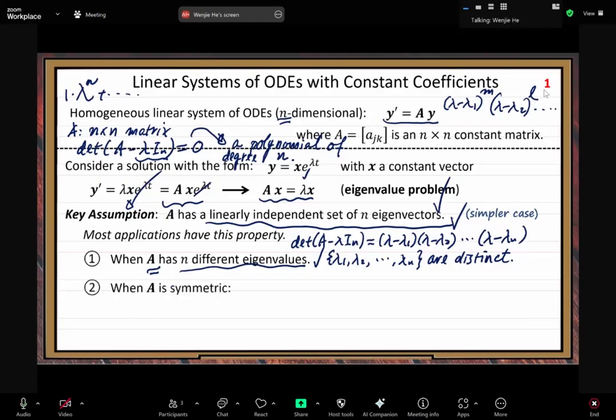Case number 2. When A is a symmetric matrix. Do you know what a symmetric matrix is? Symmetric matrix in linear algebra. You know transpose, right? You know matrix transpose? So here, let me review that matrix transpose concept.